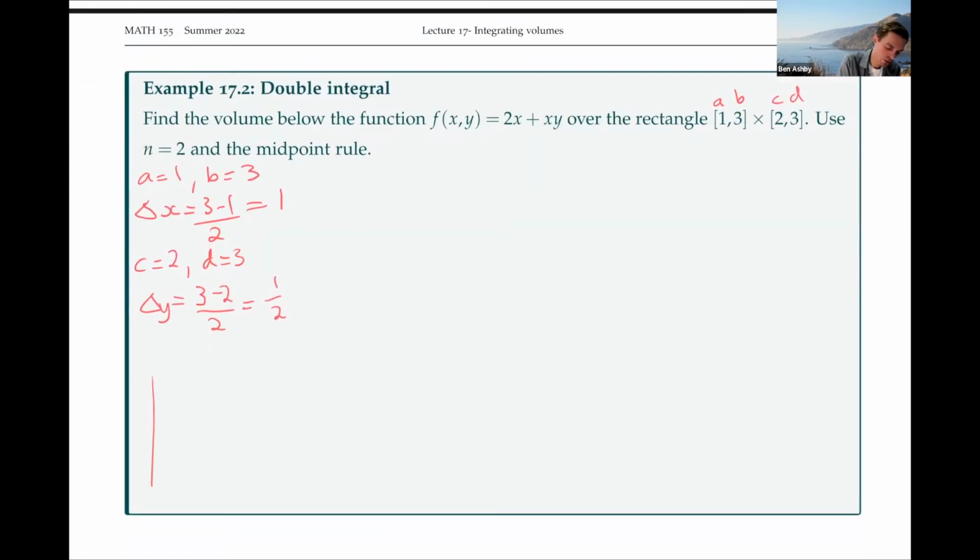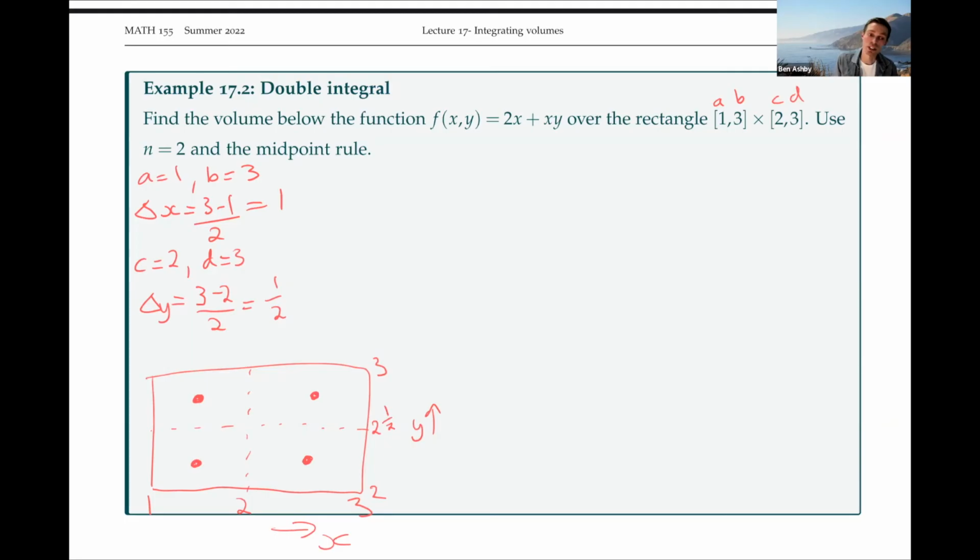Okay, so what we want to do now is we want to work out what are our midpoints. So if we imagine for a second what we've got going on here, we've got a rectangle, we've got our X values, 1, 2, 3. And then we've got our Y values, 2, 3. And if I call this one 2.5 in the middle, what we're doing here is we're splitting up the X and the Y directions. We're splitting up this volume into these 4 different regions here, and we're going to calculate the midpoints here, here, here, and here, and approximate the volume underneath this surface using those midpoint values there.